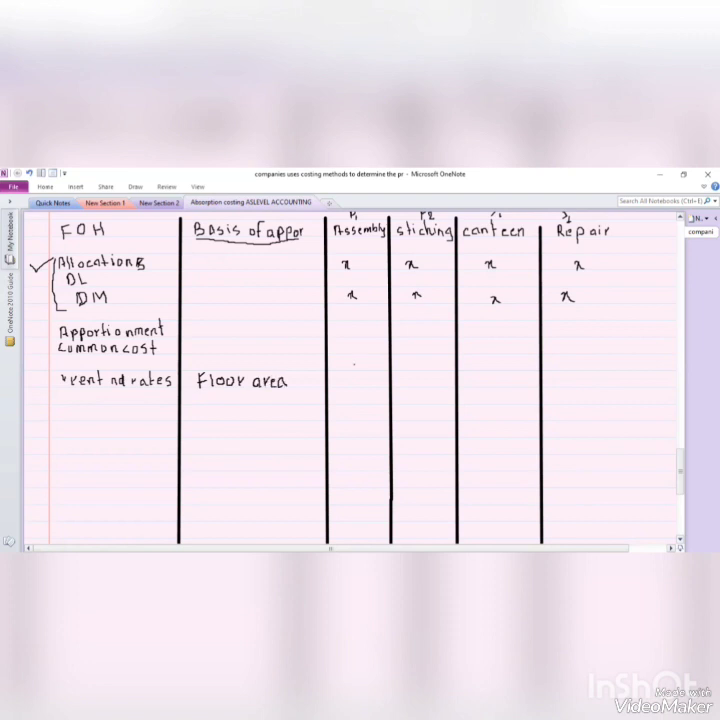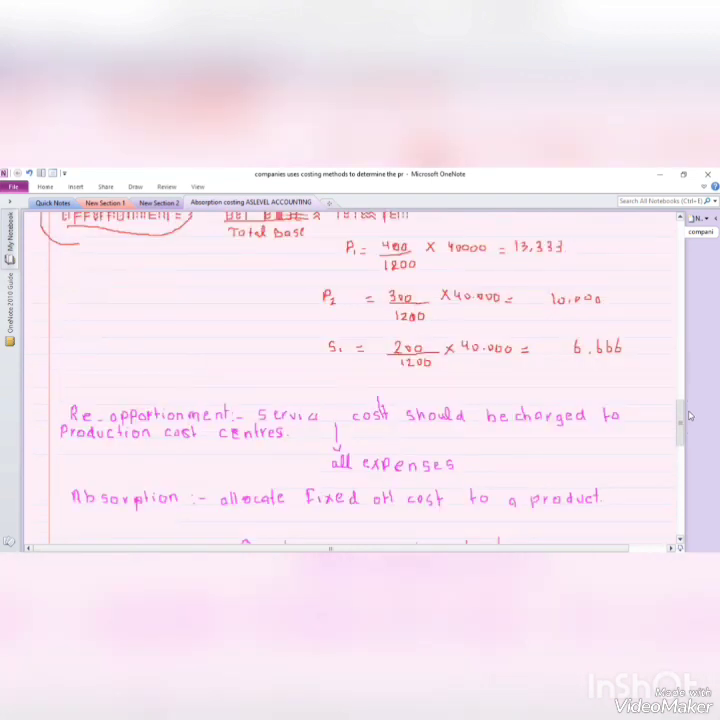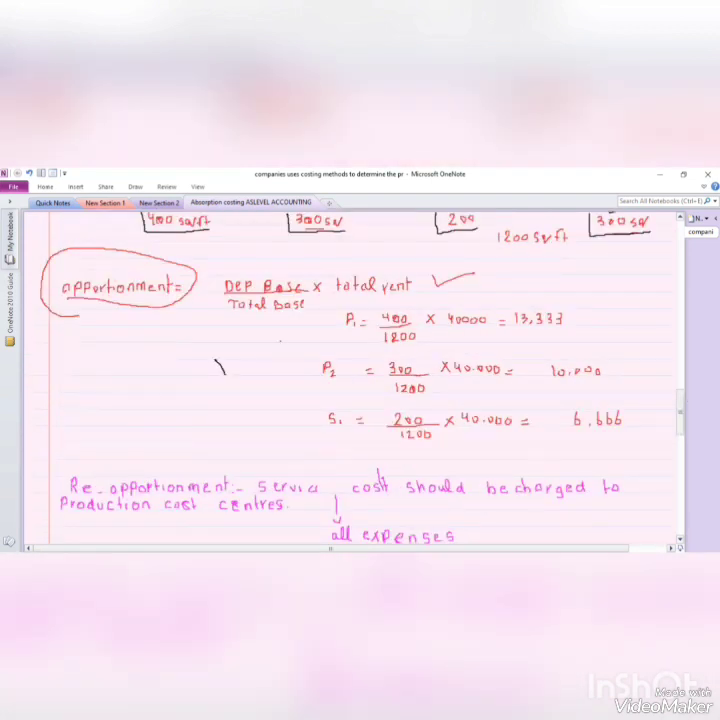How will you calculate the rent, fixed overhead, and how would you divide your total rent to the different departments? It is basically done by this method. And I already discussed this method in the previous class.